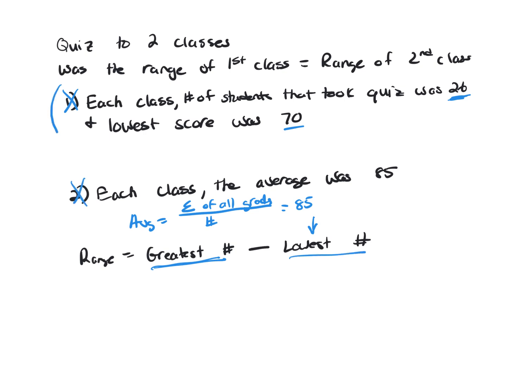So now what you do is you put both together. All right, I know that the lowest score is 70. Each class number of students quiz was 26, and the lowest score was 70. And what was the greatest number? Well, I don't know. So now what does clue 2 give us? The average was 85. That doesn't help me find this greatest number. So even when I put them together, it doesn't work.